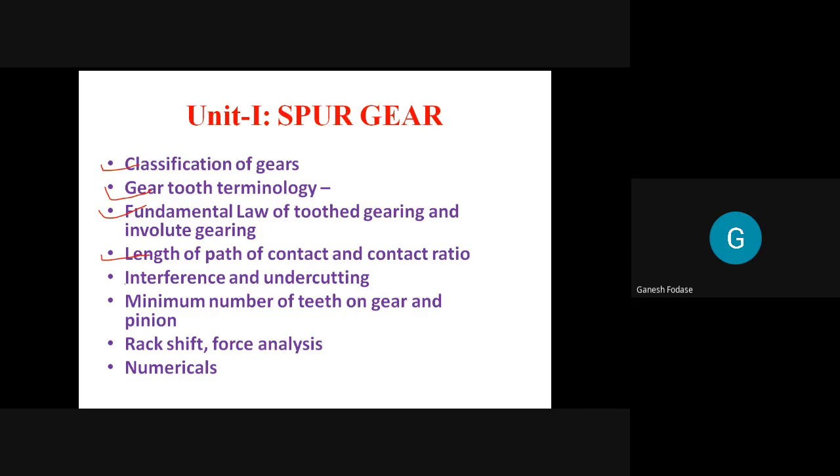Today we have to discuss the remaining topics, that is interference, undercutting, and the condition for determining the minimum number of teeth on gear and pinion, its derivations, the concept of rack shift, force analysis, and then numerical topics. This is from unit number 1. So we'll discuss them now one by one.